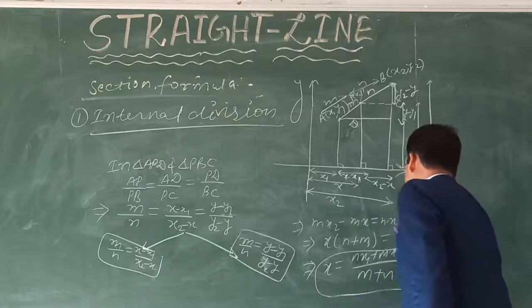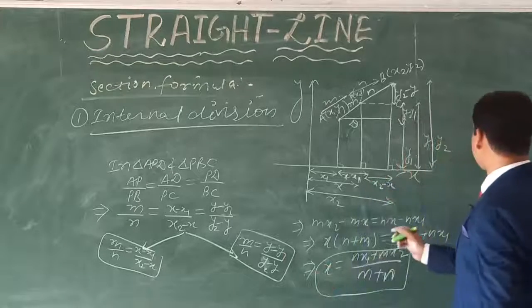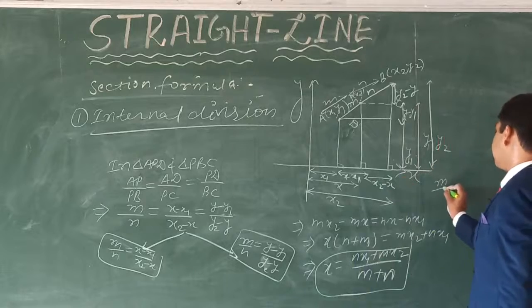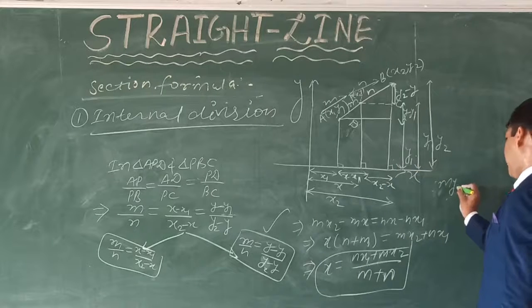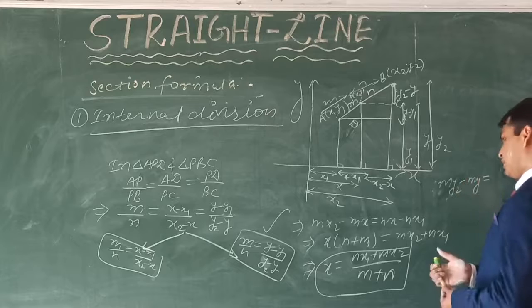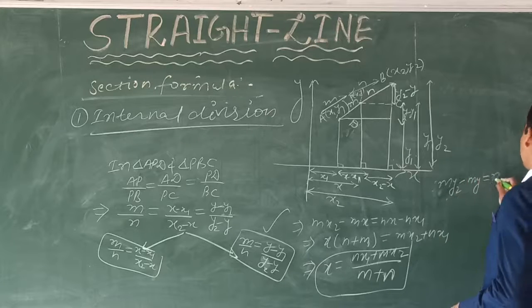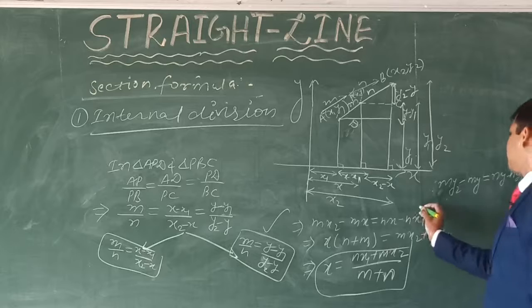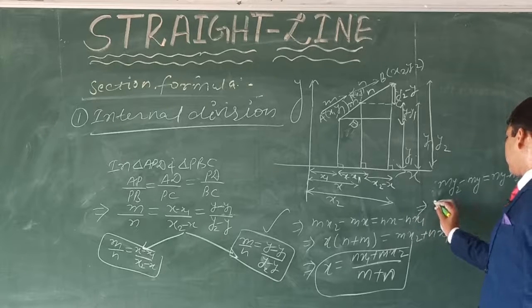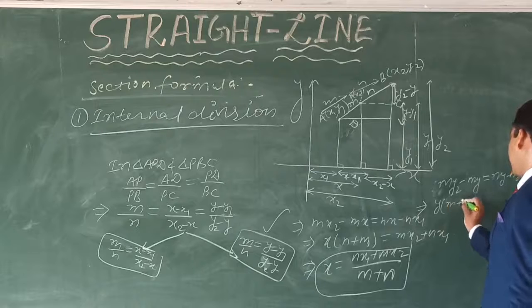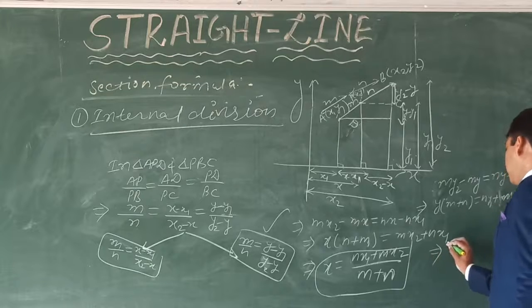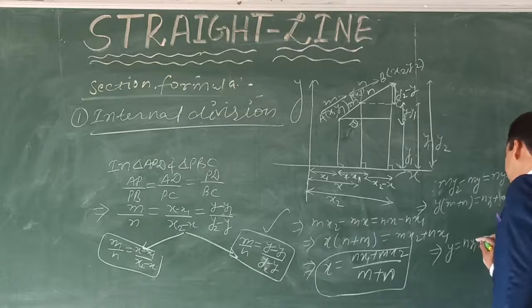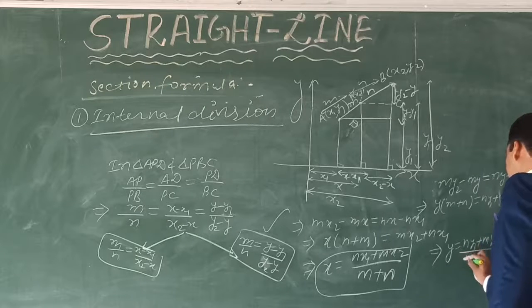This is the x coordinate. In a similar way, you can find the y coordinate. If you simplify this, you will get m by n. So m by n equals to, directly multiplying, my2 minus my equals ny minus ny1. If you take y common, you will get m plus n here, and ny1 plus my2. After simplifying, you will get y equals ny1 plus my2 divided by m plus n.